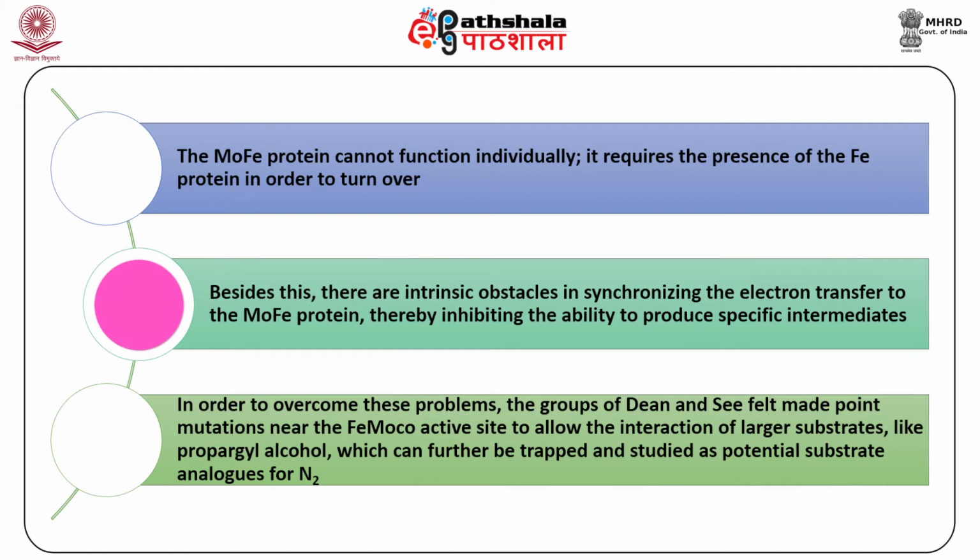Besides this, there are intrinsic obstacles in synchronizing the electron transfer to the iron molybdenum protein, thereby inhibiting the ability to produce specific intermediates. In order to overcome these problems, the groups of Dean and Seefeldt made point mutations near the iron molybdenum cofactor active site to allow the interaction of larger substrates like propargyl alcohol, which can further be trapped and studied as potential substrate analogues for nitrogen.